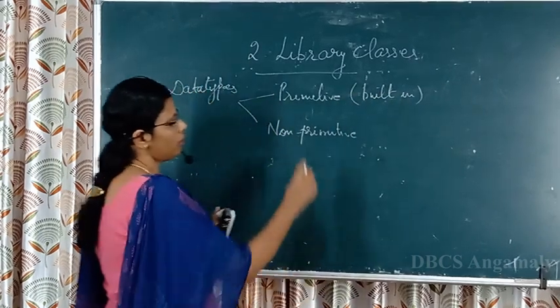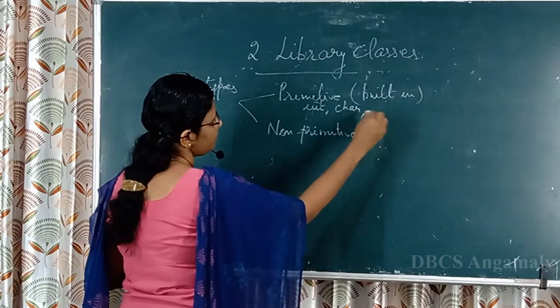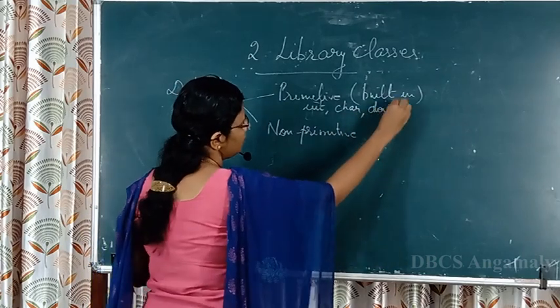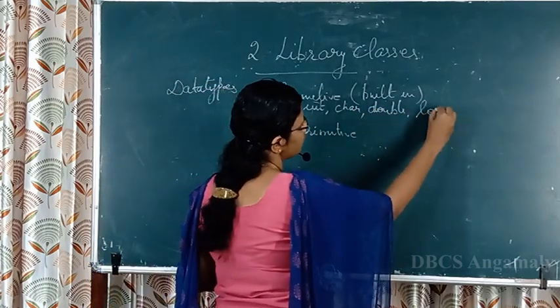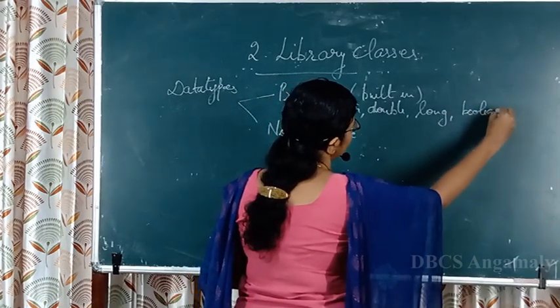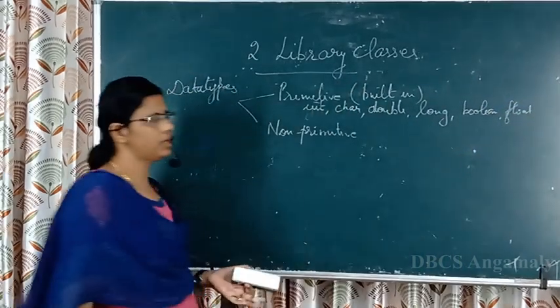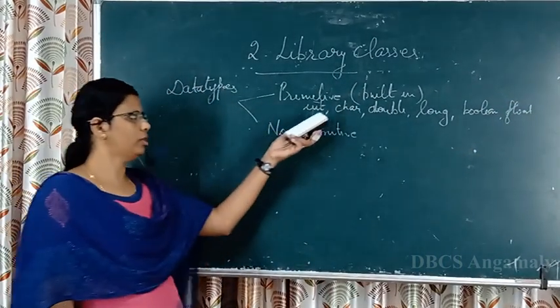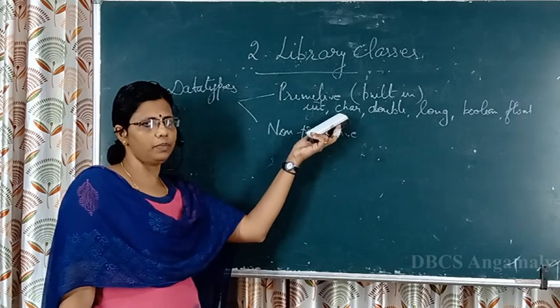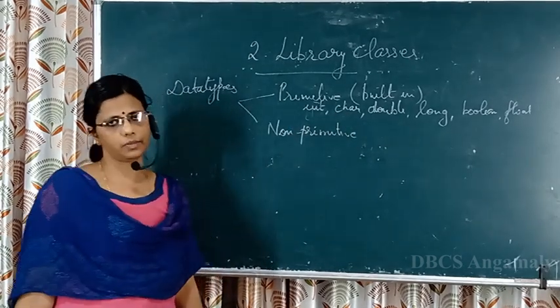And we have int, char, double, long, boolean, float. We have all these primitive data types, and we know they are already developed by our developers when they developed this language. Now what are non-primitive data types?